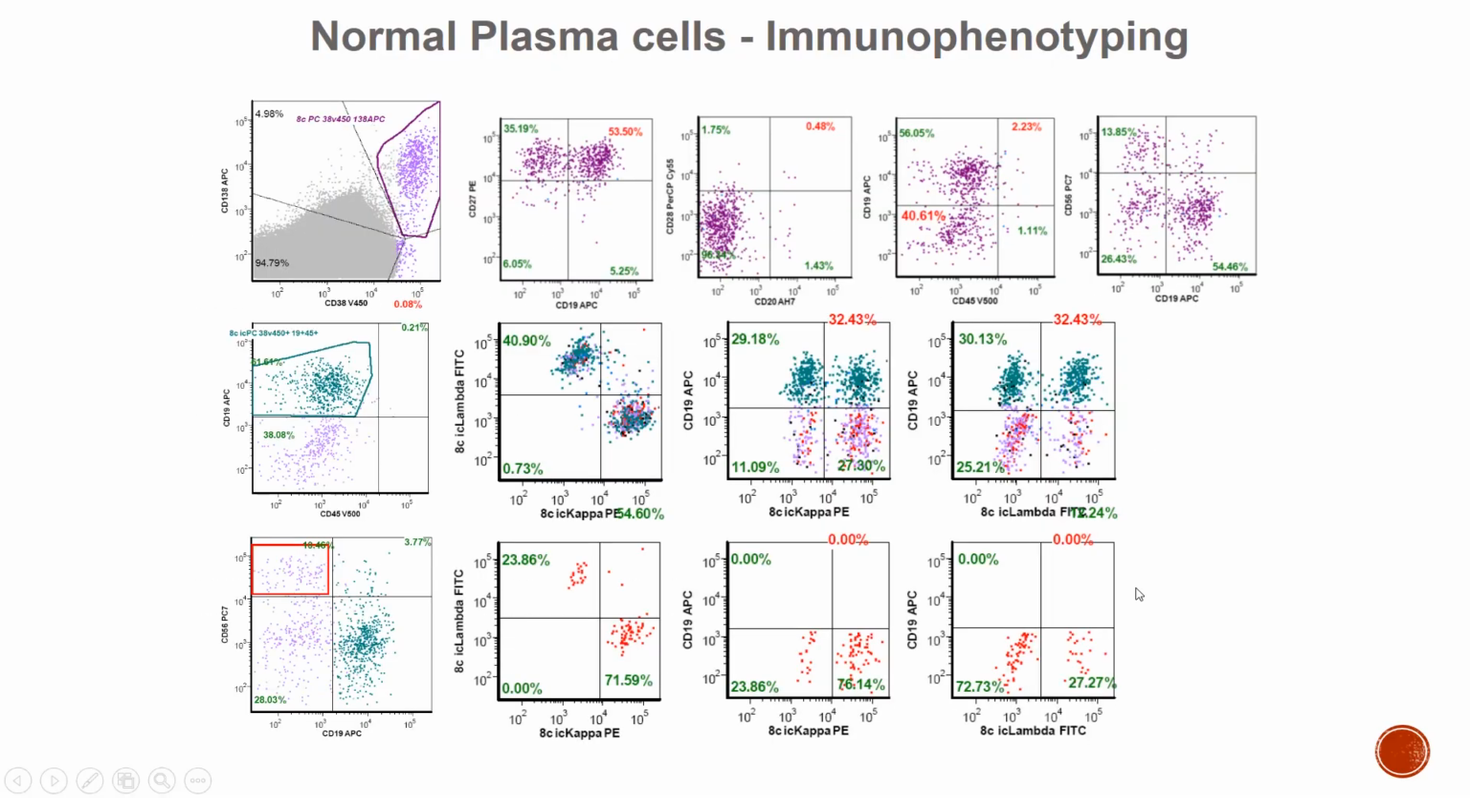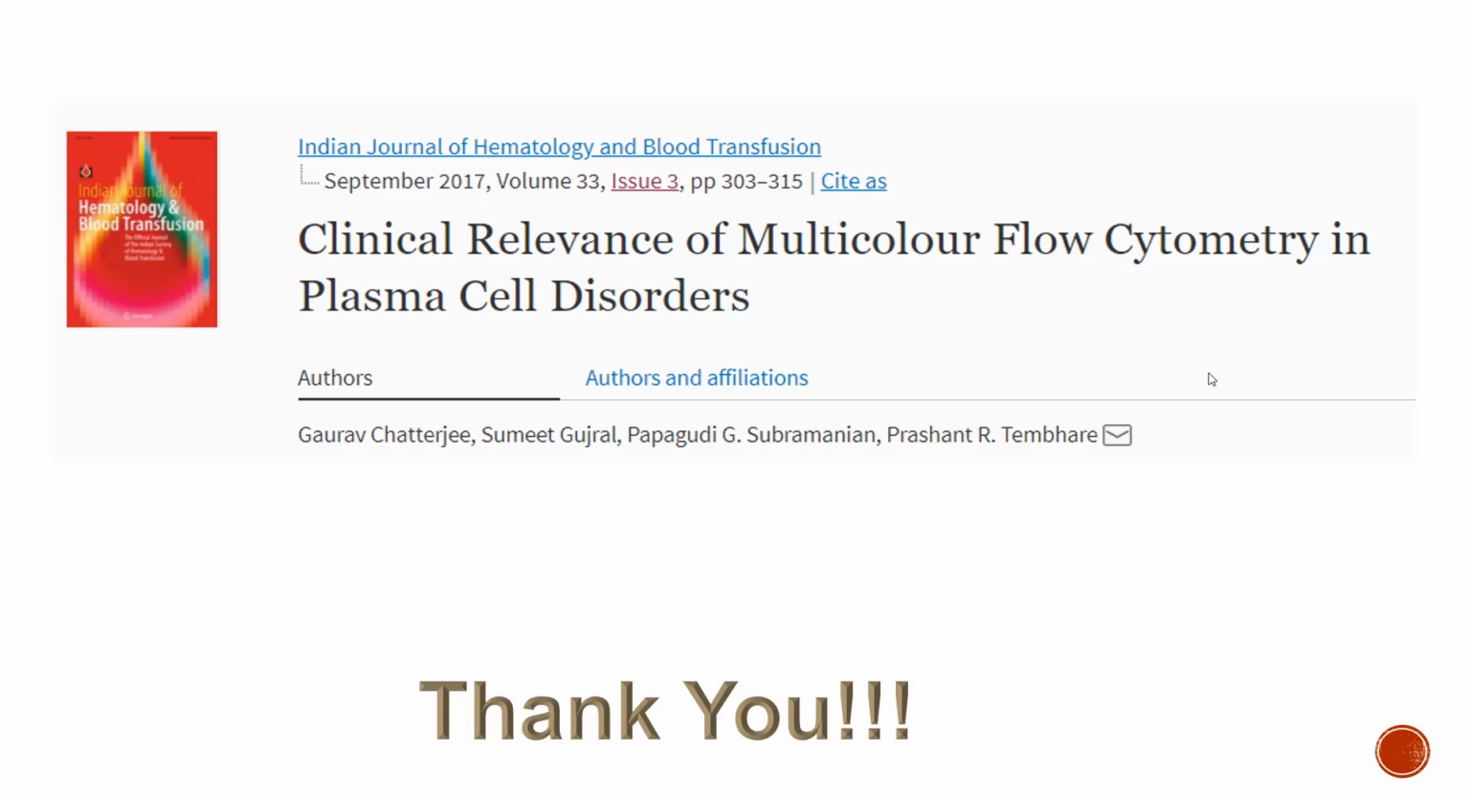Just to show you, this is an example of null problems. Anyway, we are going to discuss cases, so I will discuss this part in the cases. If you want to look at the literature, this is an old paper. In 2017, my colleagues and our team published a review article. You can go through that article to look at the different applications and the clinical relevance of immunophenotyping in plasma cell disorders. Now we'll move to the live analysis. So bear with me.